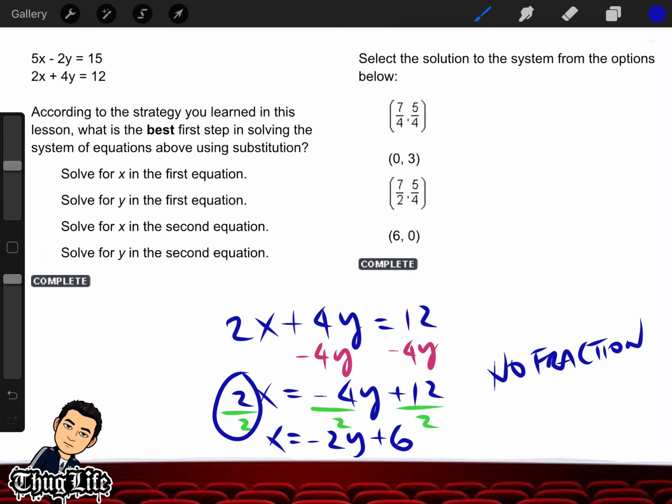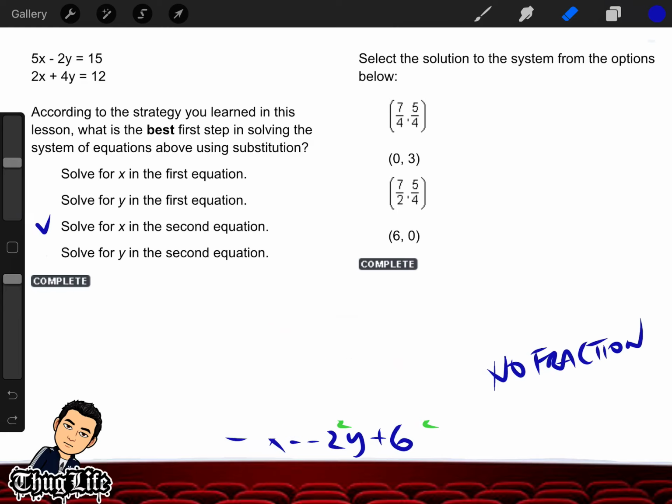Okay, they call it the best because of that. So you want to pick this one, solve for x in the second equation. If you pick any other three variables, the 5x and 2y and the 4y, you are going to get fractions in one of the terms. That's why it's not the best. But sometimes, if you like fractions, you might think that it's okay to go with the fraction route.